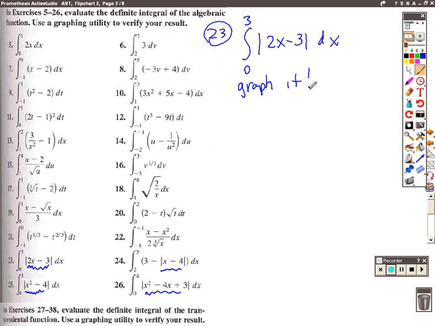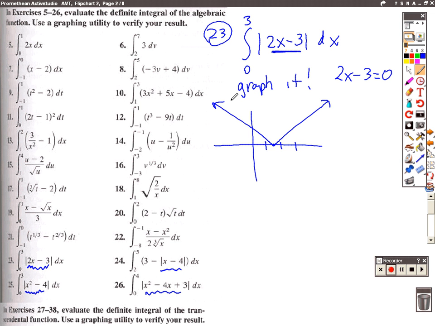Now the key is finding the vertex. So you're going to take the numerator and set it equal to 0. What makes 2x minus 3, and this would probably be done in your head, equal to 0, and that would give you x equal to 3/2. So the vertex of the absolute value is 1, 2, 3. So 3/2 right here, 1 1/2. Now, that's not the perfect graph.